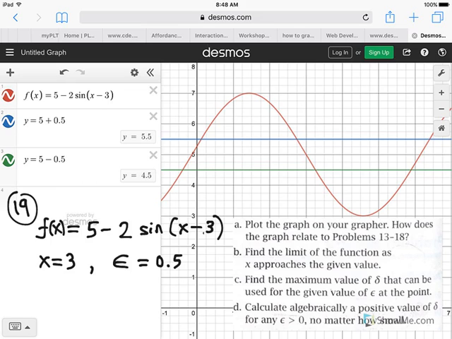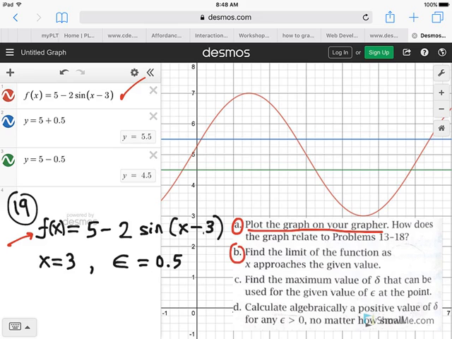So we begin by looking at our first example, which is number 19. Our function for number 19 is f of x equals 5 minus 2 times sine of x minus 3, which I have graphed using Desmos, and you can see the sine wave there. So that's part A. Plot the graph on your grapher. How does the graph relate to problems 13 to 18? Well, this is the part that we want to concentrate on.